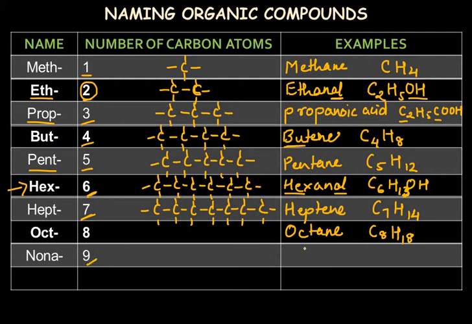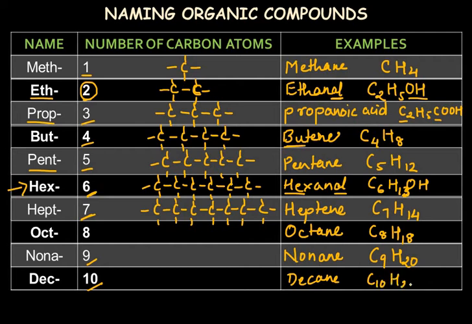Non means 9 carbon atoms. So nonane is again an alkane carrying 9 carbon atoms, and so the formula is C9H20. Dec means organic compound carrying 10 carbon atoms. So there are simplest examples of decane, also decene, also decanol also. Let's write decane here with C10H22, but you can take any such examples of other homologous series also, and so the formula might change, but the number of carbon atoms in total will not change.